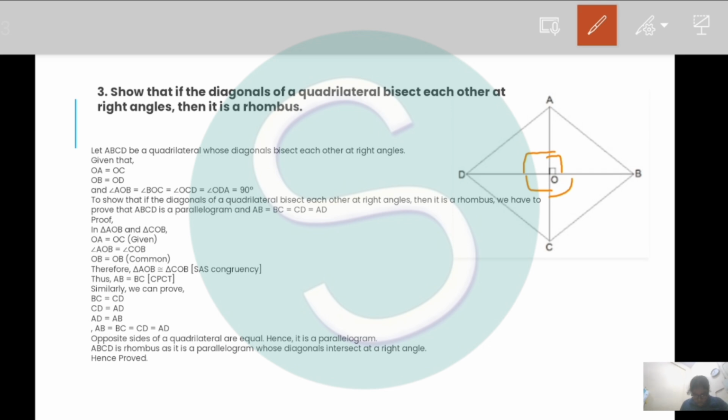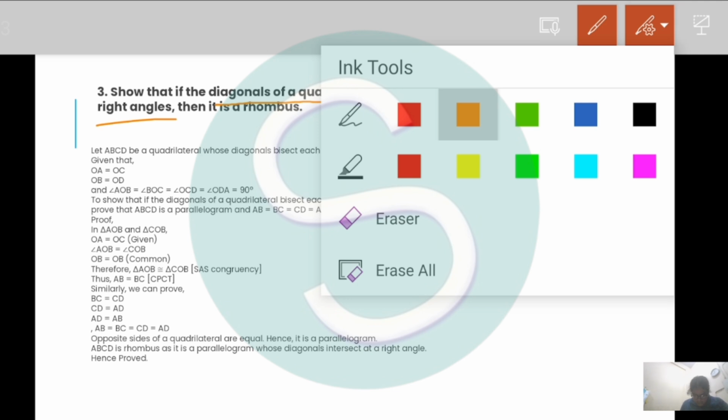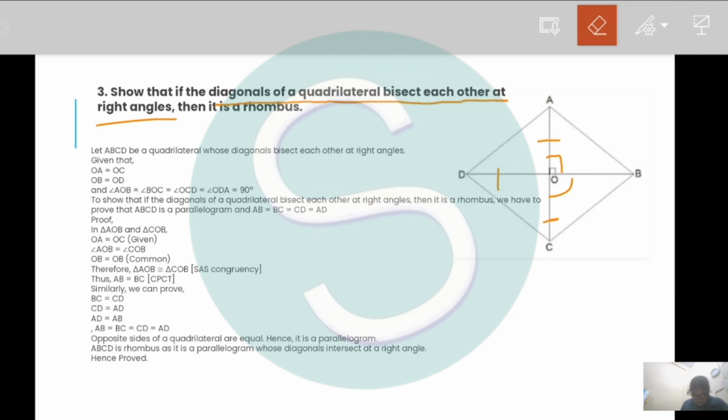Okay. So कैसे prove करेंगे? और also it is given that diagonals of a quadrilateral bisect each other at 90 degrees. So ये angles तो 90 डिग्री हो गए. Also these sides, that is OA equals OC and OB equals OD. Now what we will do is we will consider two triangles, that is triangle AOB and triangle COB.